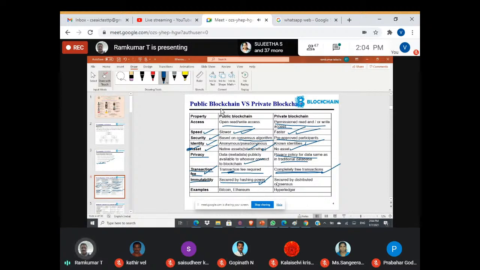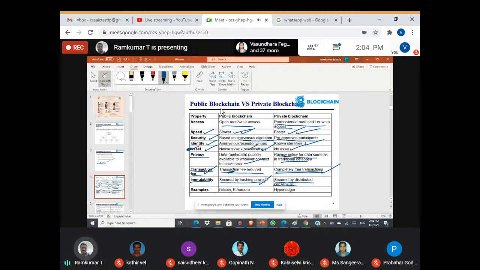And here it's security and distributed consensus. There is distributed consensus in the private blockchain. Suppose I am taking four members in the group, if the majority of the persons accept one particular rule in the particular college or in the particular organization, that will be finalized, right?